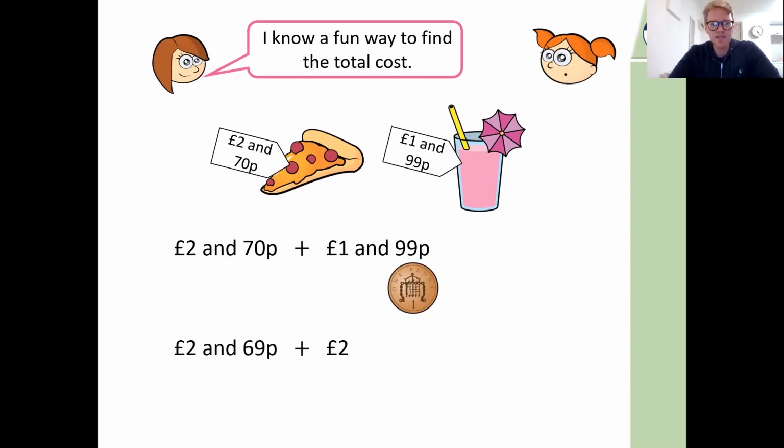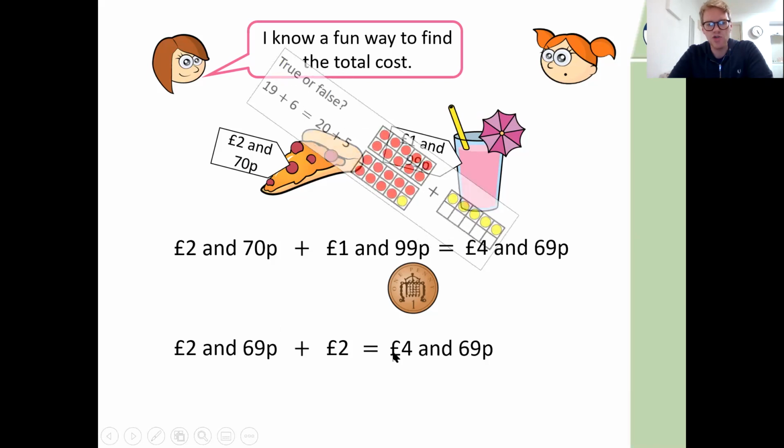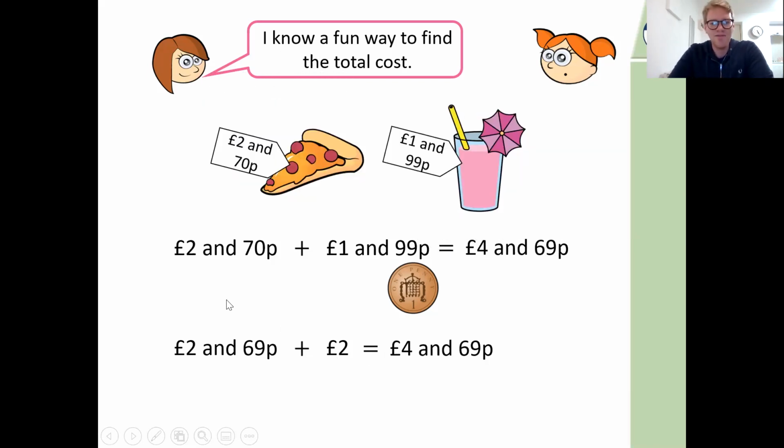We could think of this as 1p more for the lemonade to make it £2, and 1p less for the pizza. You see, we're balancing it out there. So rather than doing £2.70 plus £1.99, which is a little bit challenging, we could do £2.69 plus a flat £2, and that would be much easier to calculate. It's a useful mental strategy, because it would be much easier to see that £2 plus £2 is £4, plus 69p.